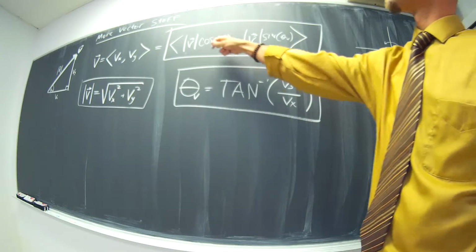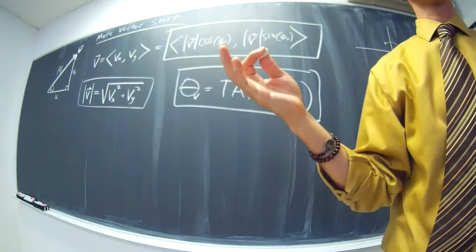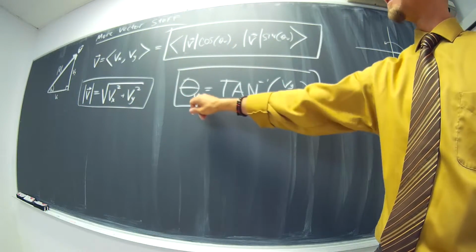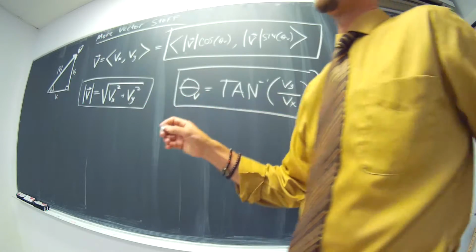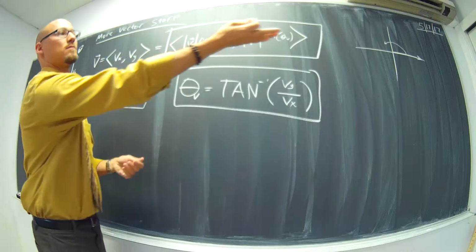So this is resolving a vector into its components. Here's finding the magnitude or the length of it, the length of the arrow. Here's finding the direction angle, so the angle of your arrow from the x-axis.